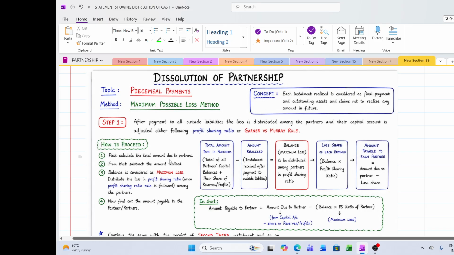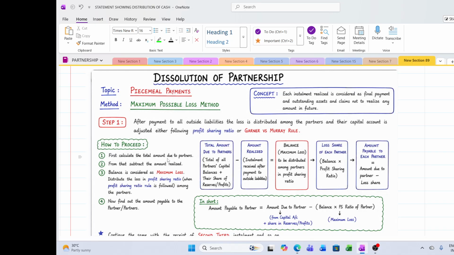First we calculate the total amount due to the partners, and whatever amount is realized is subtracted from that. The balance is considered a loss, and this loss is distributed among the partners in the profit sharing ratio. After distributing the loss, if somebody is still at a loss, his figure comes as minus. Then the other partners who have a positive figure will bear this deficiency in their capital ratio.